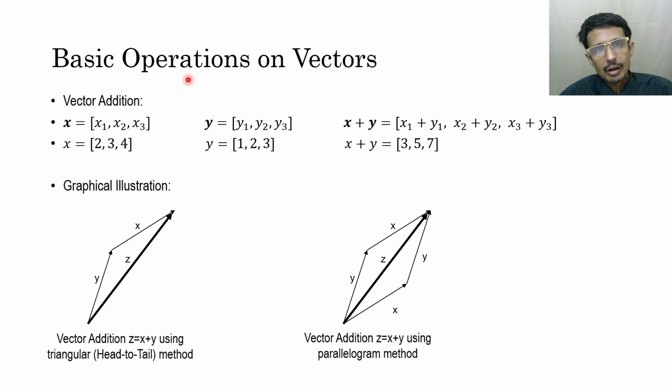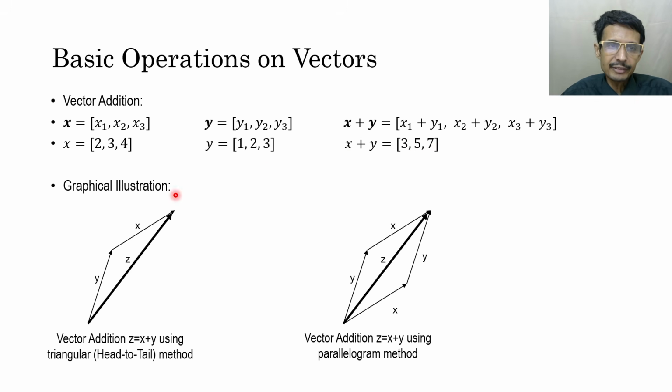Now some basic operations on vectors. Vector addition is basically element-wise addition. Say x is equal to x1, x2, x3, and y is equal to y1, y2, y3. Then x plus y means x1 plus y1, x2 plus y2, and so on. In this example, 2, 3, 4 plus 1, 2, 3 is 2 plus 1, which is 3, 3 plus 2, which is 5, and 4 plus 3, which is 7.